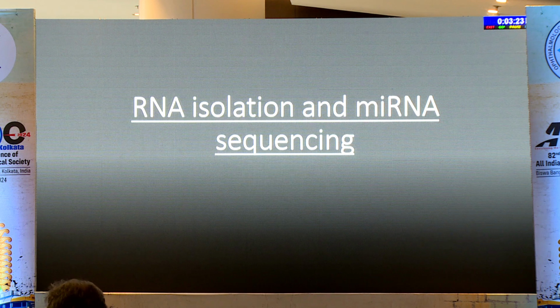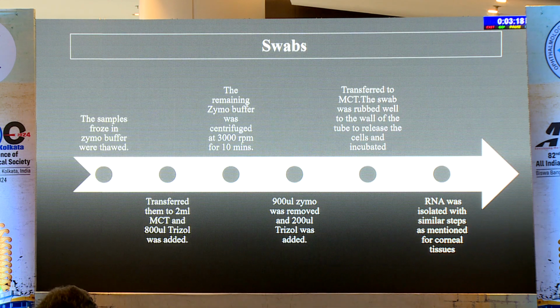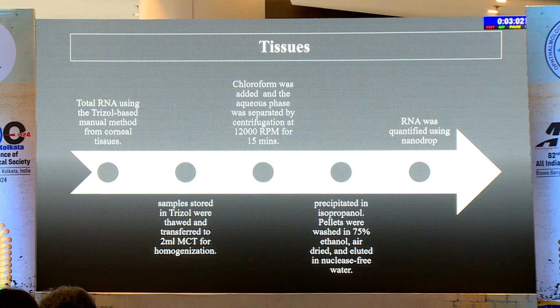In these samples and controls, we did RNA isolation and miRNA sequencing. For swabs, the samples were frozen in zymobuffer and thawed. They were transferred, Trizol was added, they were centrifuged, and the swabs were rubbed against the wall of the tube to release the cells, and RNA was isolated. For tissues, again, a Trizol-based manual method was used. Samples were stored in Trizol and thawed. Chloroform was added, the aqueous phase was separated by centrifugation, and RNA was quantified using NanoDrop.